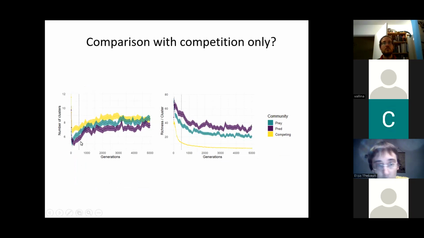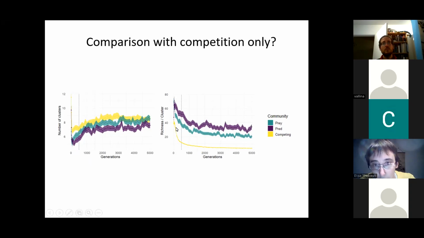So you can see that there are no really strong differences in the number of clusters between competition only and prey and predators. But the most striking difference between the two, at least in our simulations, is the number of species per cluster over time. So over time, in the model that we use, what you observe is the emergence of a cluster of similar species, but then you have extinctions of these species. And at the limit, at the equilibrium, you have only one species per group, okay?